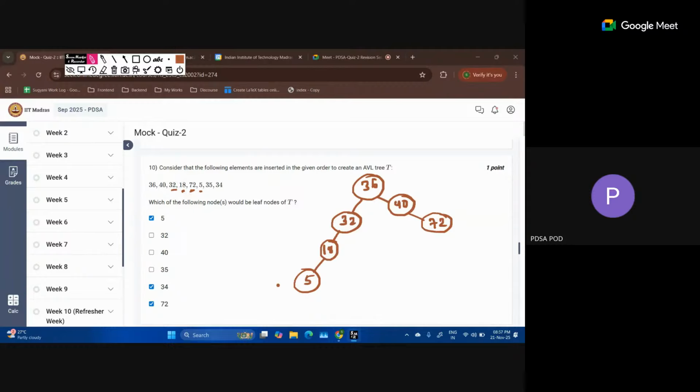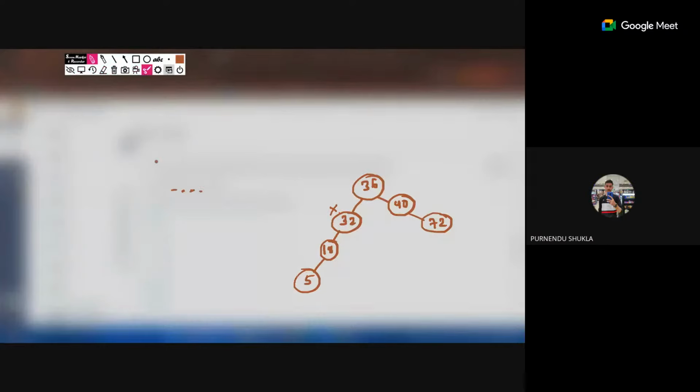Okay. Now which node is unbalanced? There is a node which has been unbalanced. So which node is unbalanced? 32. 32 is unbalanced. Okay. So how do we apply the rotation? LL. Left rotation. Means you move the 18 up, and 32 will be on the right side and 5 will be here. You are rotating like this, right?